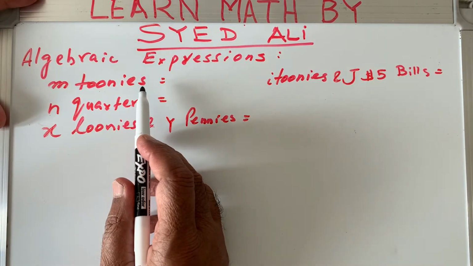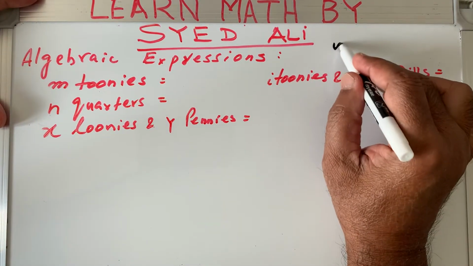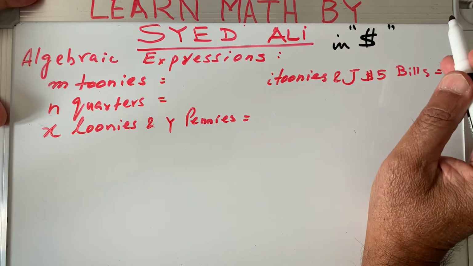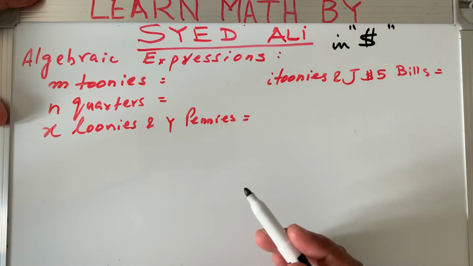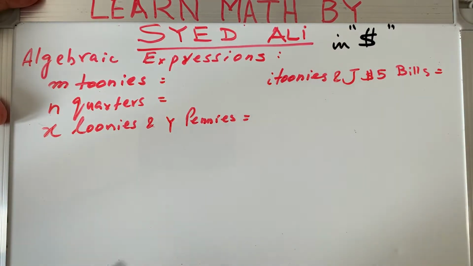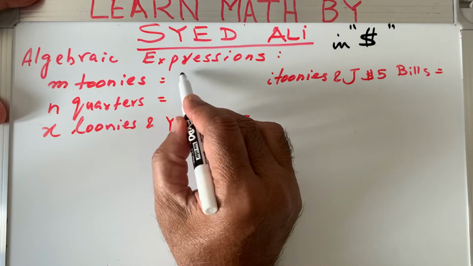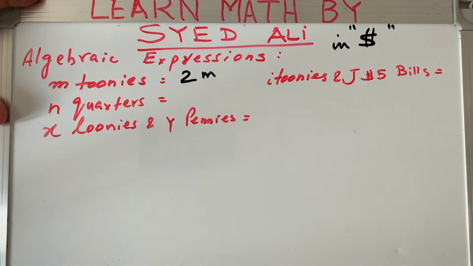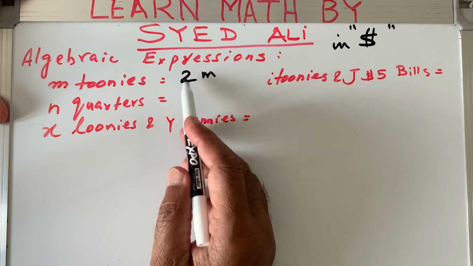Now I have to express all this in dollars, right? So we know that toonies, that means M toonies. A toonie is $2, right? So how do I express it? If I have M toonies, I will say in dollars I have 2M, right? So this is my expression because I know that a toonie is $2. Therefore, I have to write this.